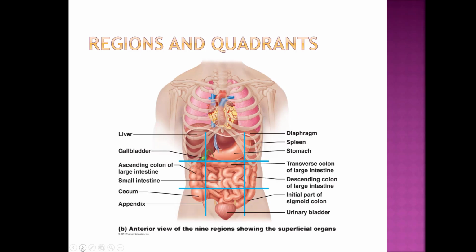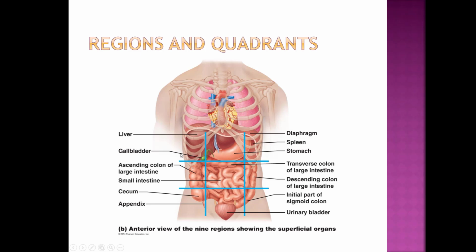Okay, then the regions, the 9 abdominopelvic regions. Why don't I have the names on the pictures? If they're not in your notes, then they're going to be in the textbook. So I'll probably add a little note in Canvas for the names of these.